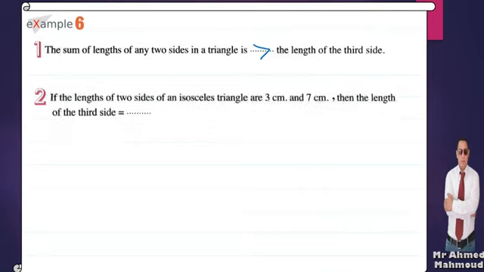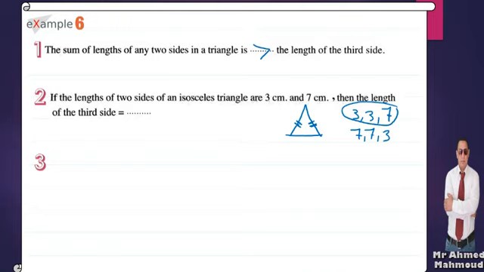Number two, if the lengths of two sides in an isosceles triangle are 3 and 7. Okay, here we have an isosceles triangle. We know that in the isosceles triangle two sides are equal. Okay, then the three sides will be 3, 3 and 7, or 7, 7 and 3. The first case can't be sides of a triangle because 3 plus 3 equals 6, and 6 is smaller than 7. But here we have 3 plus 7 equals 10, and 10 greater than 7, then the three sides here are sides of a triangle. Then the lengths will be 7, 7 and 3. Then the third side will be 7.